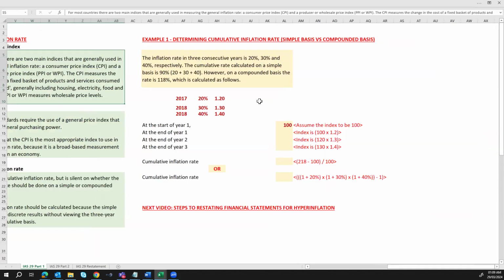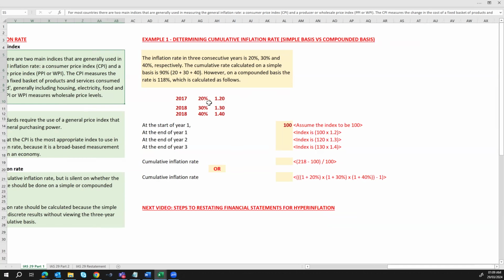So let's see an example of how to determine the cumulative inflation rate using the simple basis versus the compounded basis. The inflation rate in 3 consecutive years is 20%, 30%, and 40% respectively. So the cumulative rate on a simple basis is 90%, that is the sum of 20, 30 plus 40, right? But if it's on a compounded basis, it is 118%. So we're going to see how to do this.